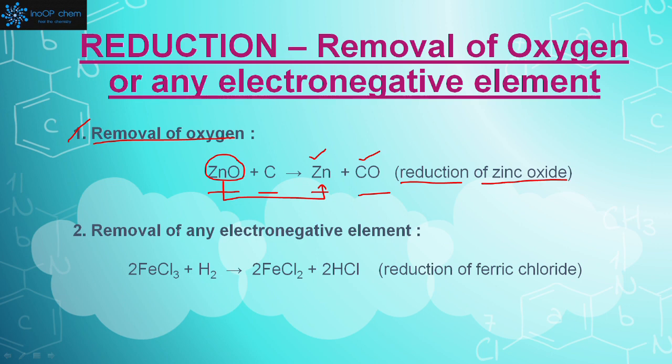In the second reaction, removal of any electronegative element. In this reaction, ferric chloride reacts with hydrogen to form ferrous chloride and hydrochloric acid.